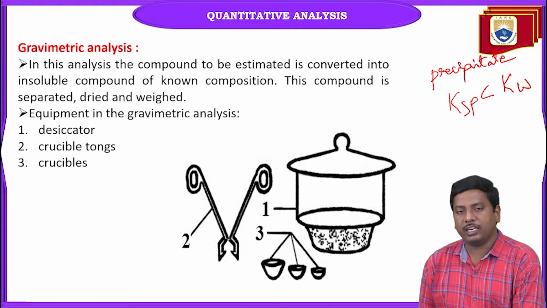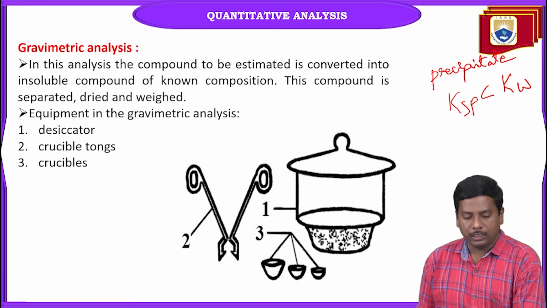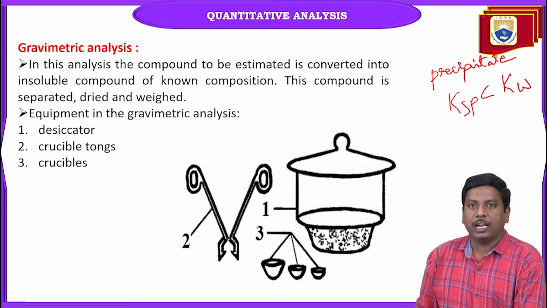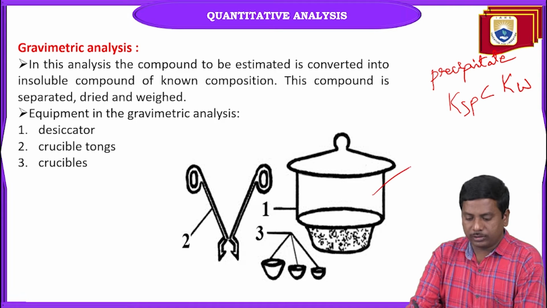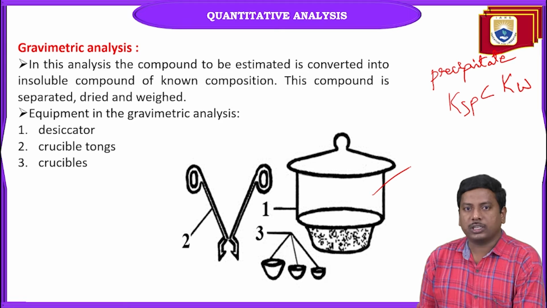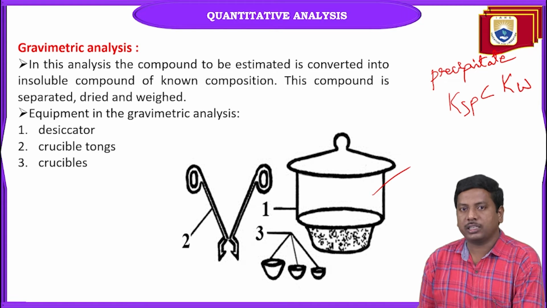There are mainly three types of equipment used in gravimetric analysis. The first one is the desiccator, the second one is the crucible tongs, and the third one is the crucibles. First, the desiccator, as you see in the picture. The desiccator is mainly useful to absorb moisture. That means if there is any moisture present in the resultant compound, it is absorbed by calcium chloride. At the bottom of the desiccator there is a substance, calcium chloride, which helps to absorb the moisture present in the sample.